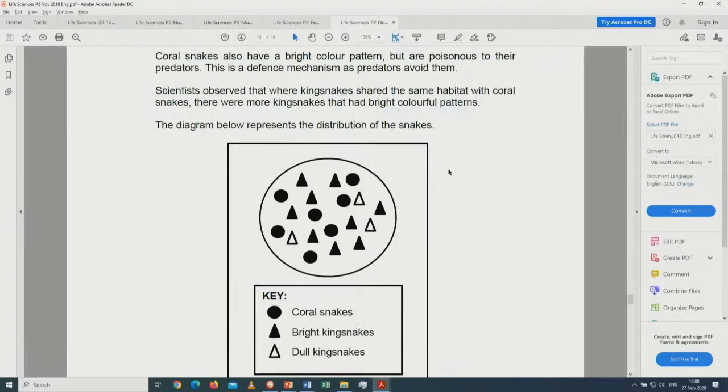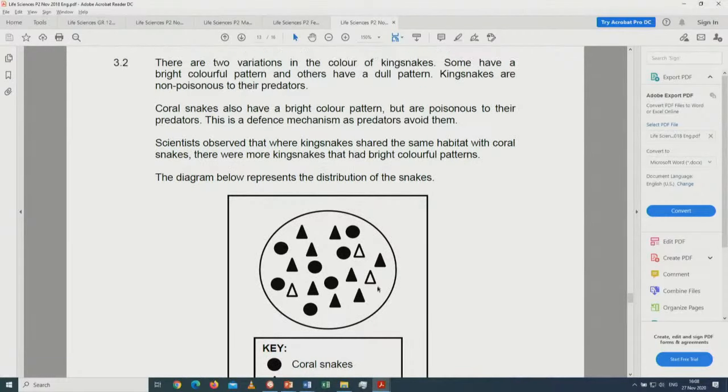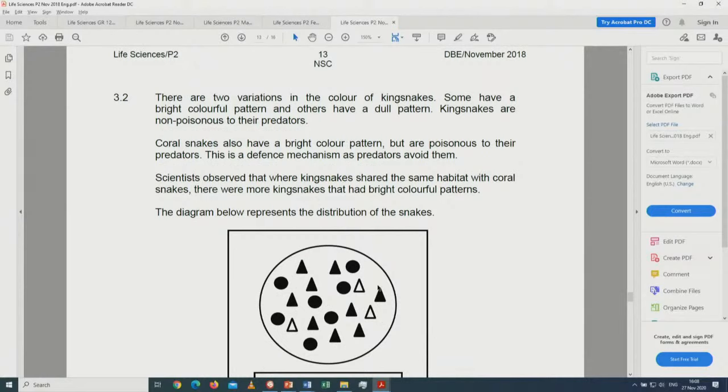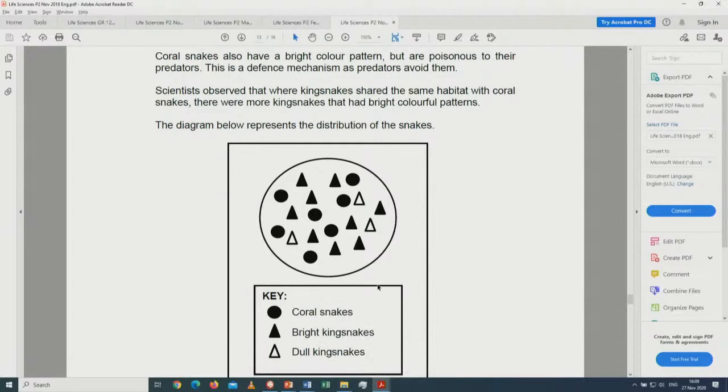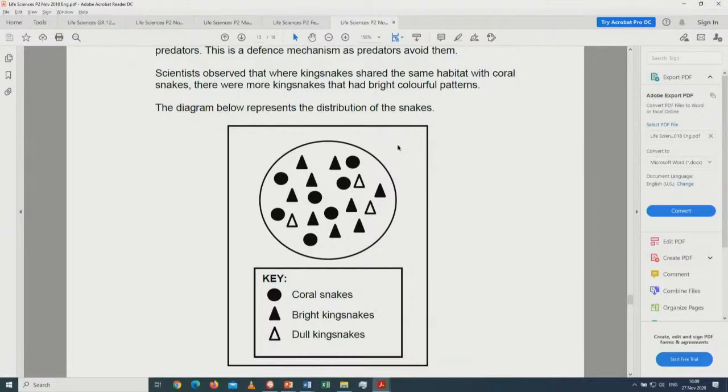Now we have the bright king snakes, and from the information that we have been given, the bright king snakes are not poisonous, while the coral snakes are poisonous. Scientists observed that the king snakes share the same habitat with coral snakes. There were more king snakes that had bright colors.